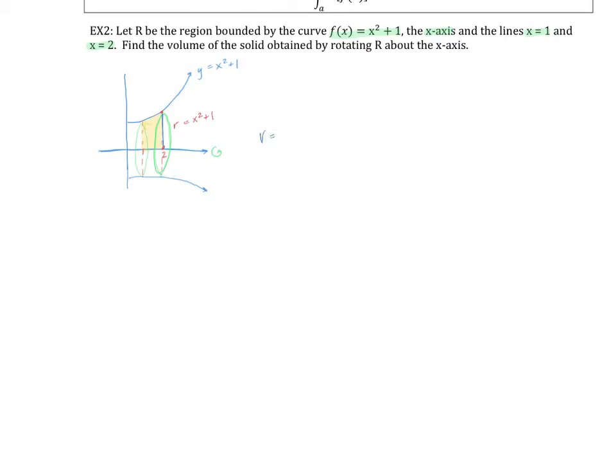Our volume is the integral from 1 to 2 of the area of each disk or circle, which is pi r squared. Pi, r is the function, x squared plus 1. We square that. Pi is a constant, so I'm just going to bring it out, and I'll deal with that later. When I multiply out the x squared plus 1 squared, I get x to the 4th plus 2x squared plus 1.